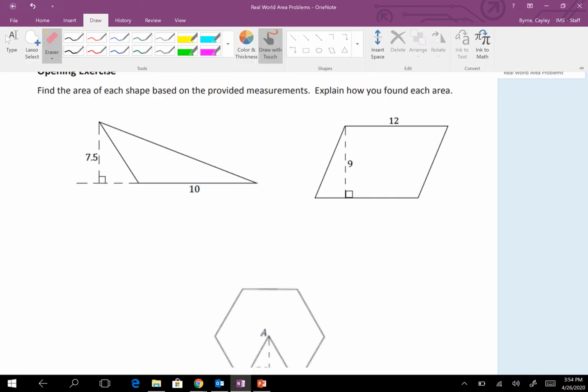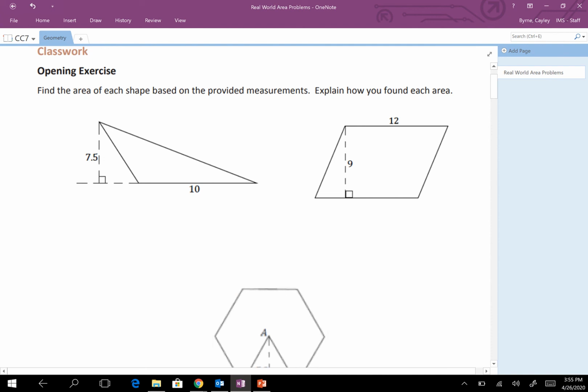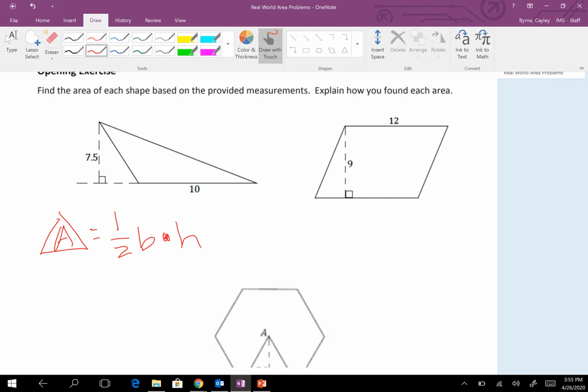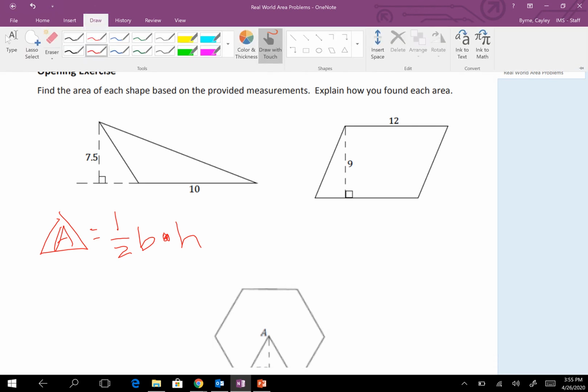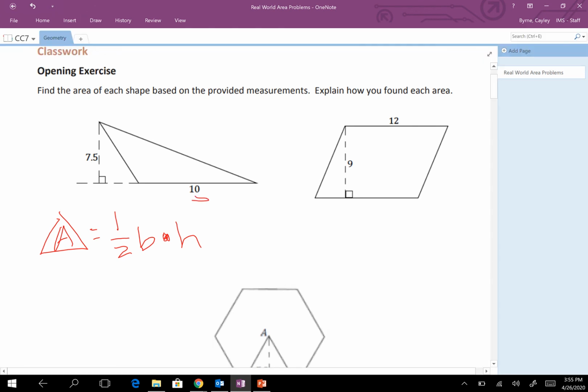All right, so with this first one, we have a triangle, and we know that the area of a triangle is half of the base times the height. So I'm going to go ahead and figure out, well, the base is 10. The base is 10, so it's half of 10 times the height, which is 7.5. Well, half of 10 is 5 times 7.5.